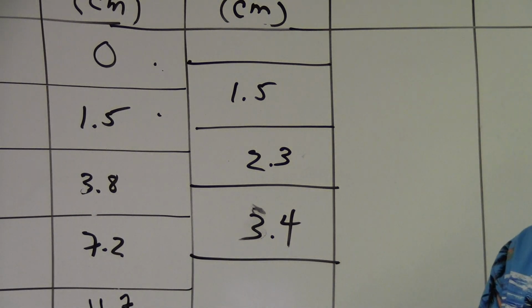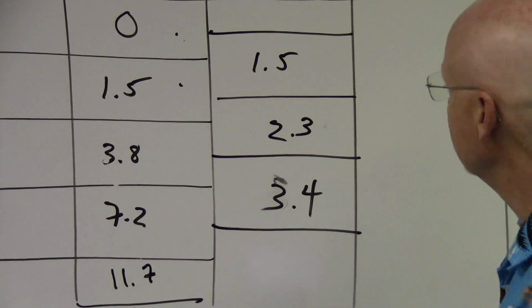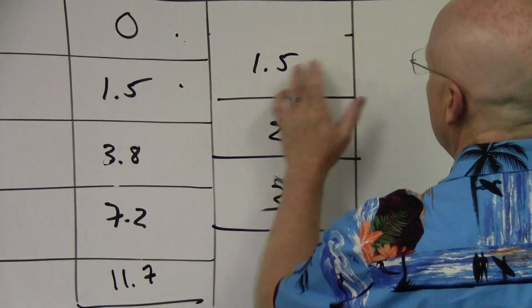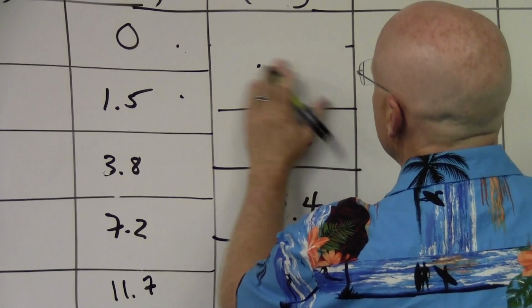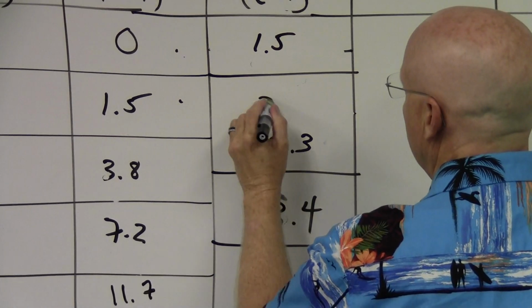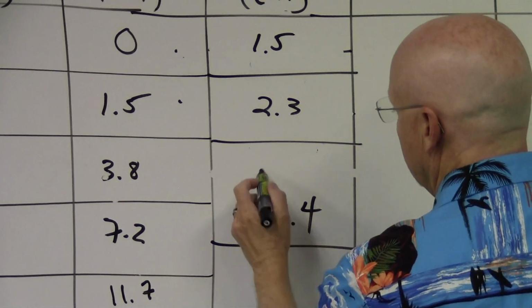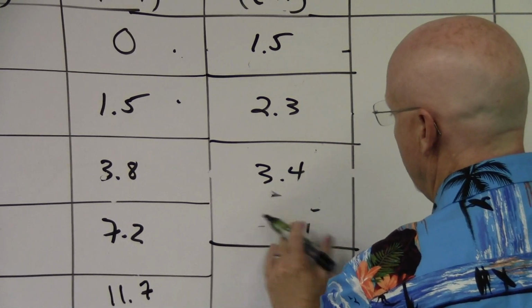Now, again, for better or worse, your table doesn't look like this, so let me do this. Let me put the 1.5 here. Let me put the 2.3 here. Let me put the 3.4 here.